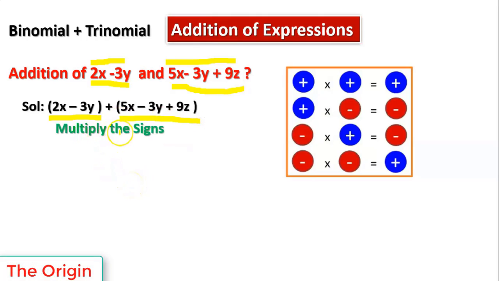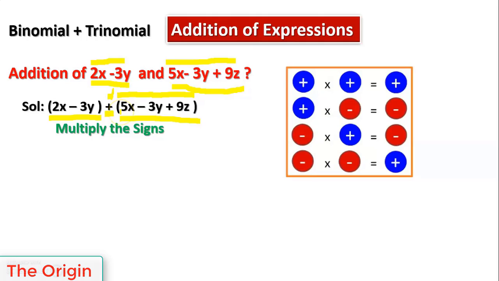Next one, multiply the signs. What is the middle sign here? What operation are we going to do? Addition. You should multiply this sign with these terms. How many terms are here? 3 terms. Multiply the 3 terms with the plus sign.